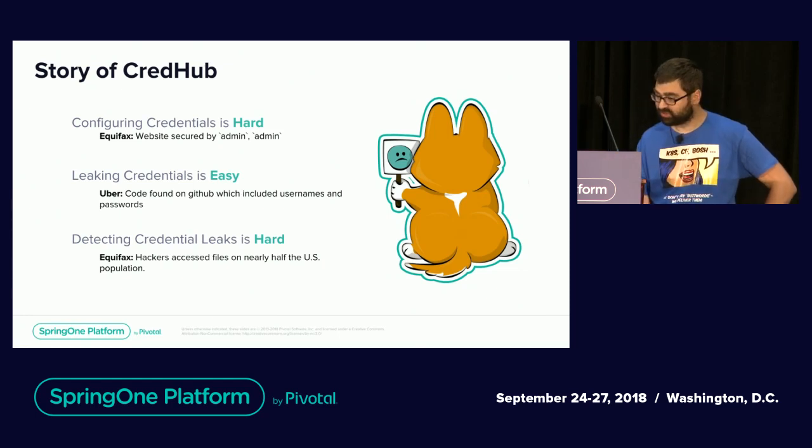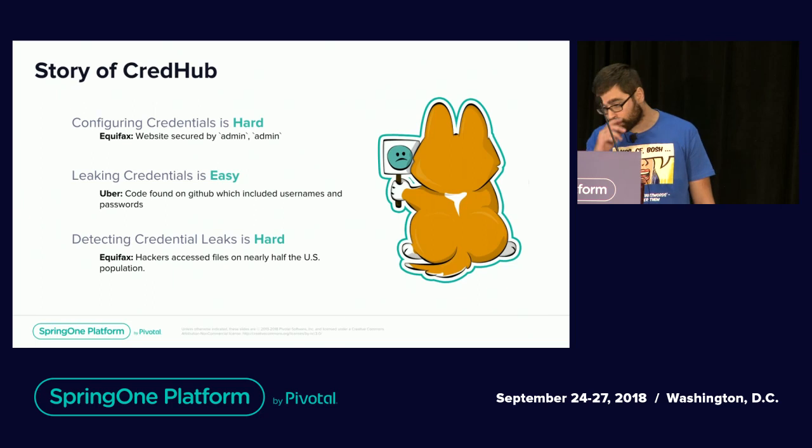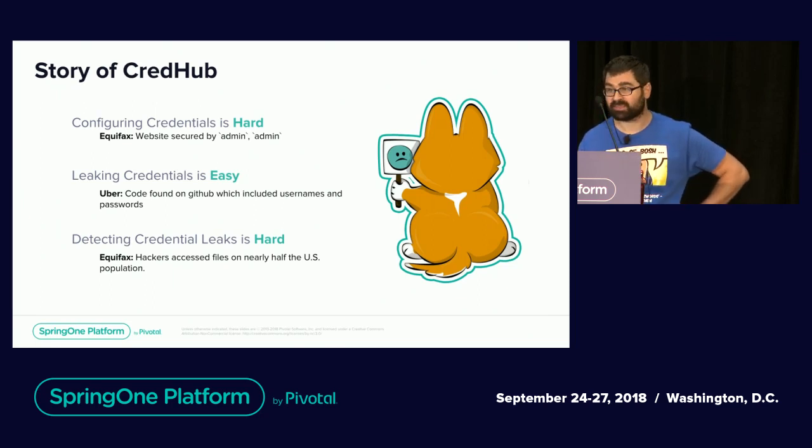The only thing which is simple about credentials is leaking them. Just one single git push, and your password or your AWS credentials are in a public repository, and everybody in the world can see them. Probably not the best thing when somebody is mining Bitcoin in your AWS account while you are sleeping.